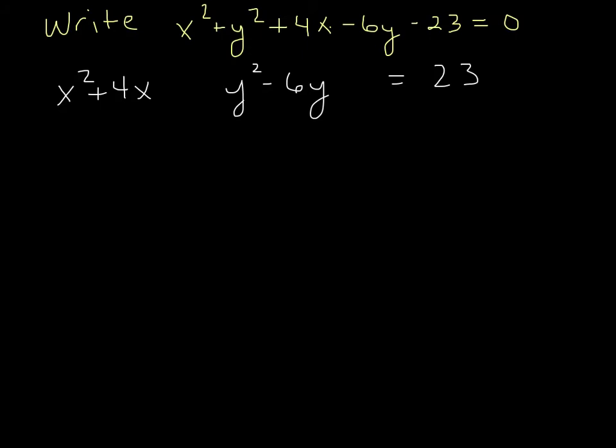Now think about what the standard form is. The standard form had x minus h squared. So what I'm having to do now is take these things and write them as perfect squares. To do that, we're going to complete the square. We did this back in Algebra 2, and hopefully you've seen the Khan Academy video on completing the square.